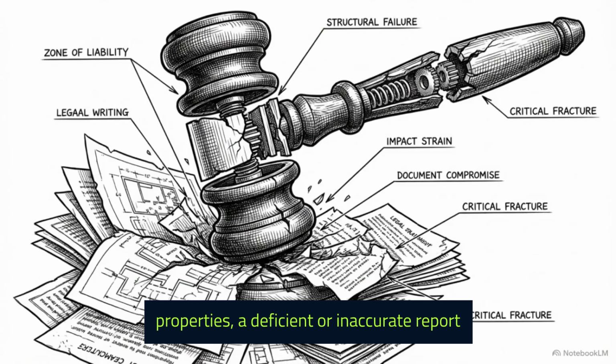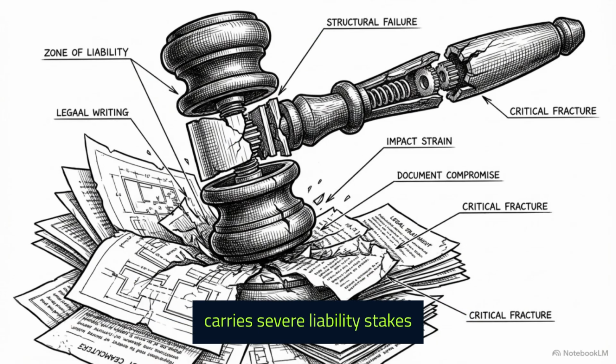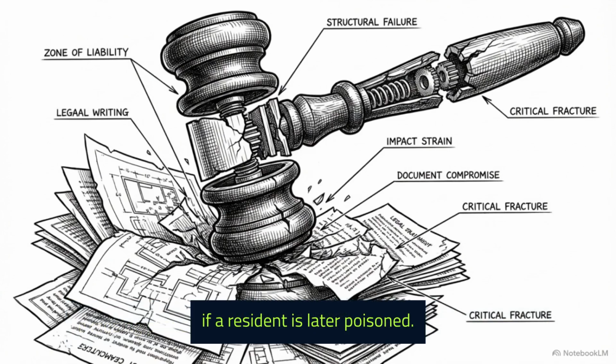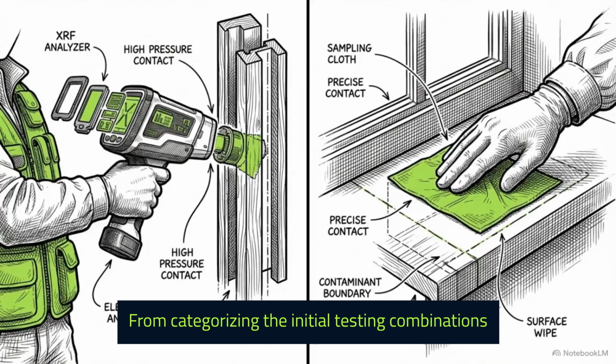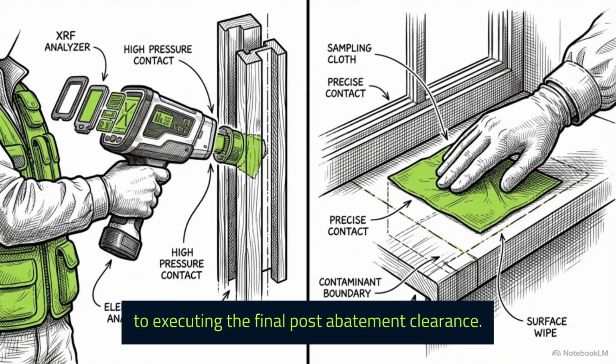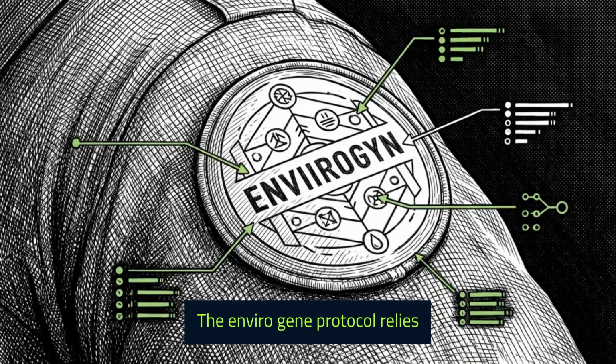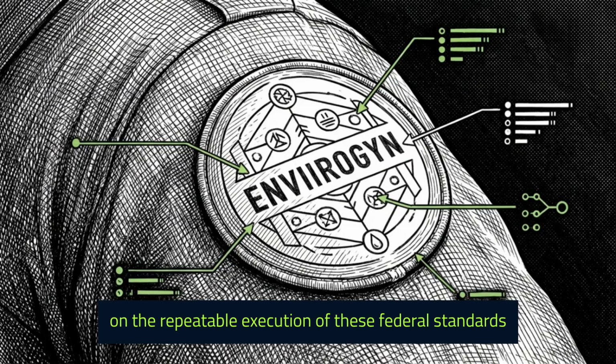A deficient or inaccurate report carries severe liability stakes, exposing property owners to federal penalties and civil lawsuits if a resident is later poisoned. From categorizing the initial testing combinations to executing the final post-abatement clearance, the inspector operates on an uncompromising technical standard. The Envirogyn protocol relies on the repeatable execution of these federal standards.